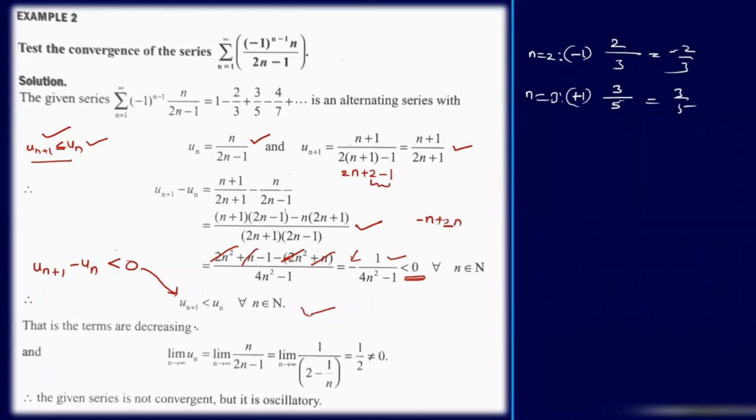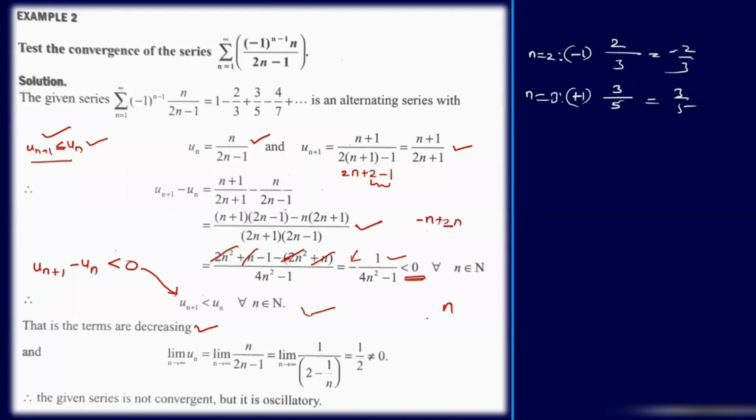When the terms are decreasing, I'm now verifying the second condition: the limit of u(n) as n tends to infinity. As we already know, u(n) is n divided by 2n minus 1. For that term, I'm taking the limit as n tends to infinity. I cannot directly substitute the limit, so I'm taking n common from the denominator. When I take n common from the denominator, you'll get it like this. We already have n in the numerator.